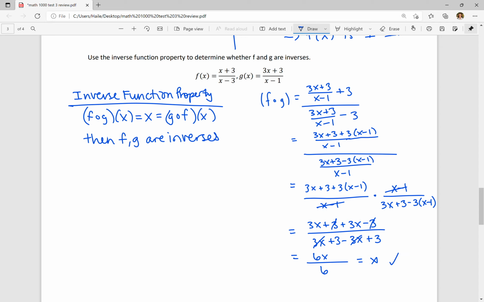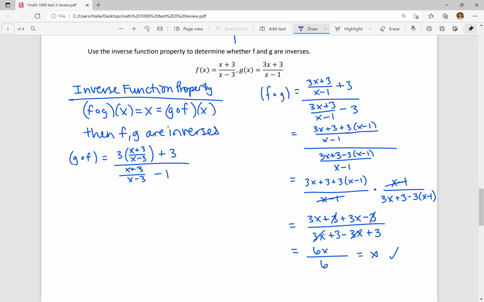So this is good, but we're not completely done. If you get x for one side, you still have to check the other side. So now we'll do g of f of x. This time we're going to plug f into g. So we'll have 3 times (x plus 3 over x minus 3) plus 3. That's the top of our fraction. And then we'll have (x plus 3 over x minus 3) minus 1 as the bottom of our fraction.